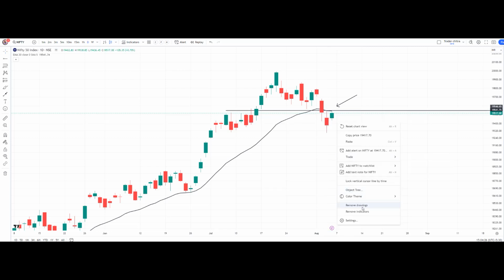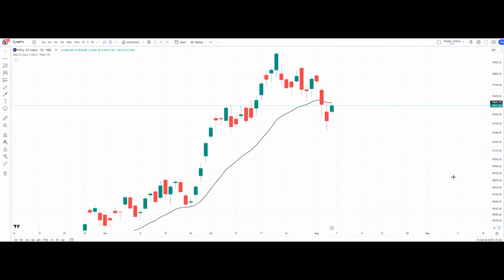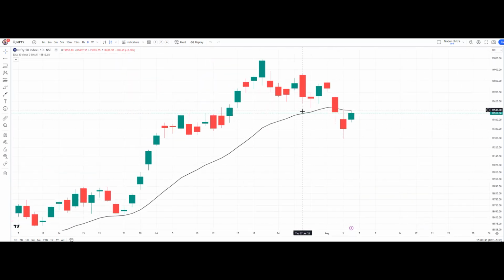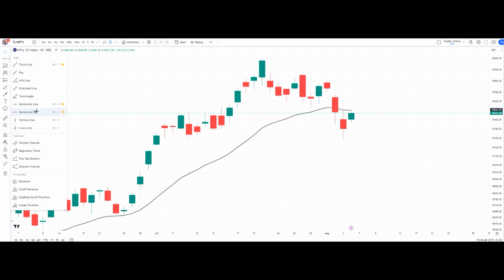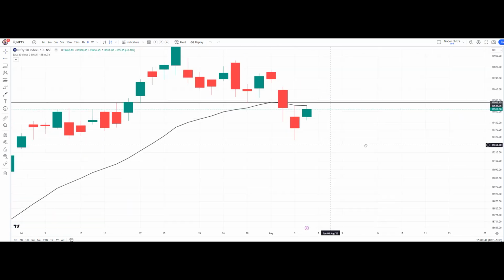So if Nifty is able to break this previous day high, that is giving a close above this 20 EMA, then what will be the next resistance for Nifty? We can see that here. When we put a horizontal ray, we can see that this is the next level. Why is this level very crucial?